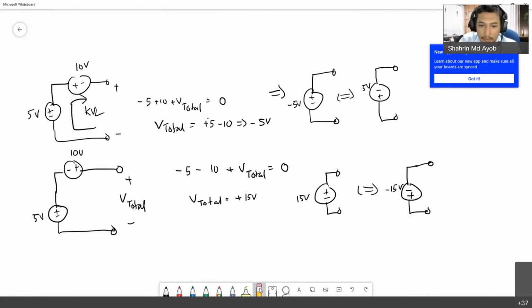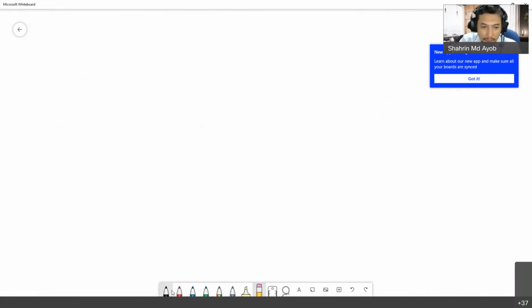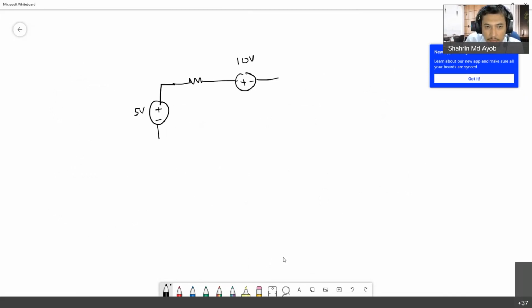Next, for example, if you have a resistor and then another one, this one 5 volts, this one 10 volts.